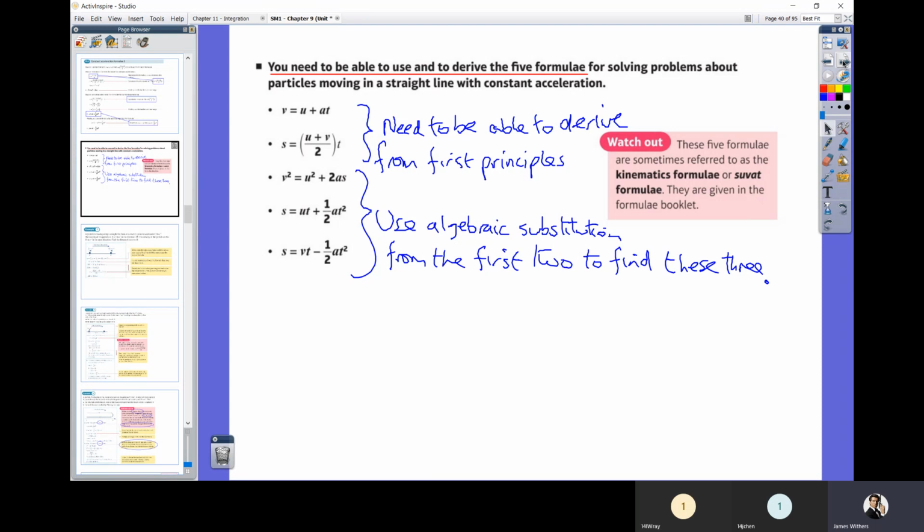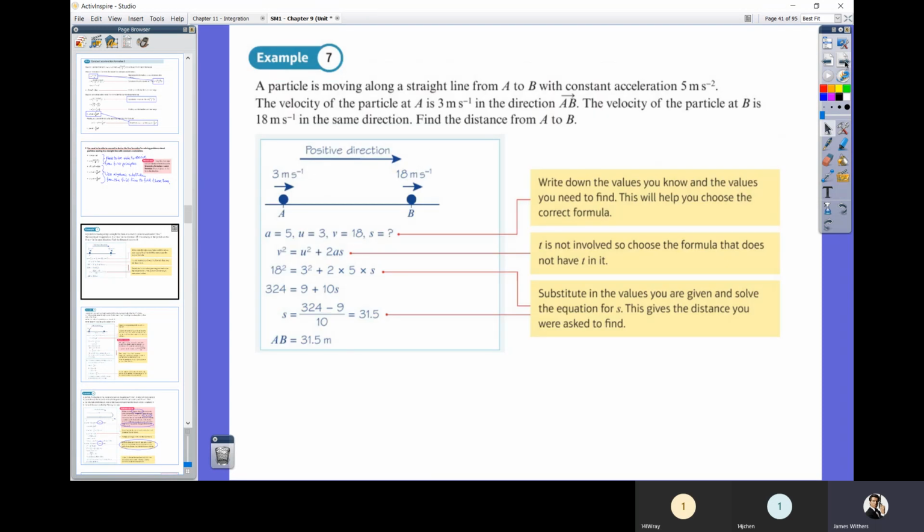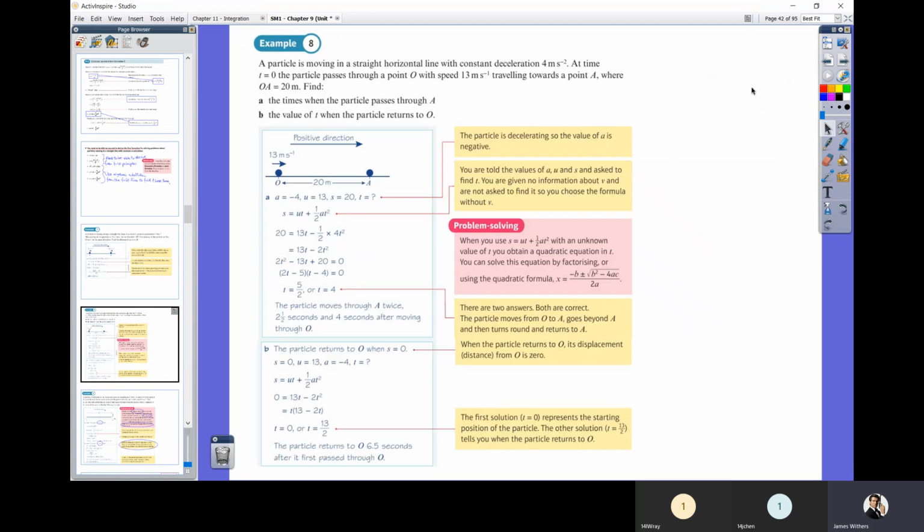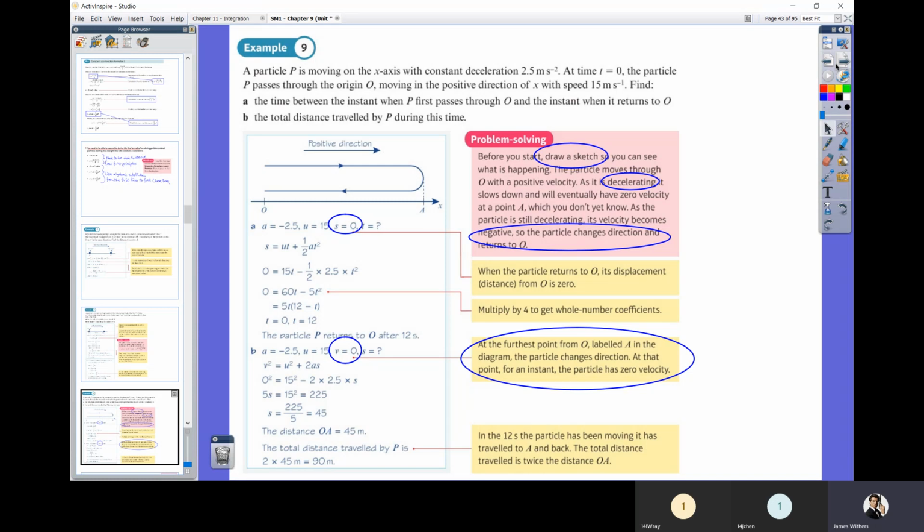Now, the next exercise is just going to be using the latter 3. I think examples 7 and 8 are self-explanatory. I would just read through those, please. I do think there are a couple of points in example 9 that are worth bringing to your attention now, please. So obviously, drawing a sketch is always a sensible thing to do.